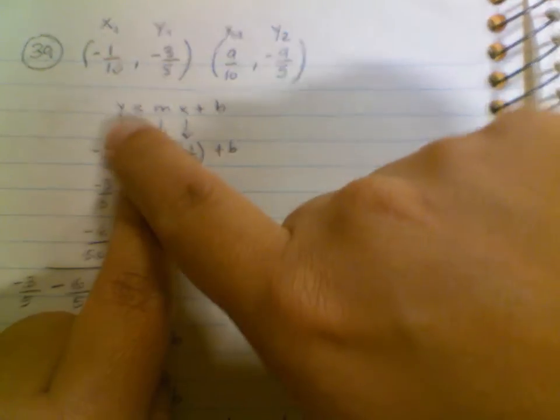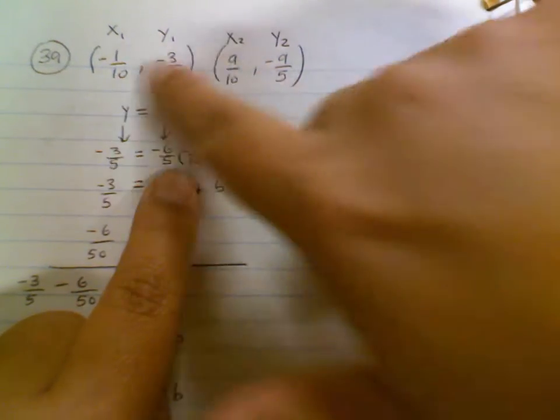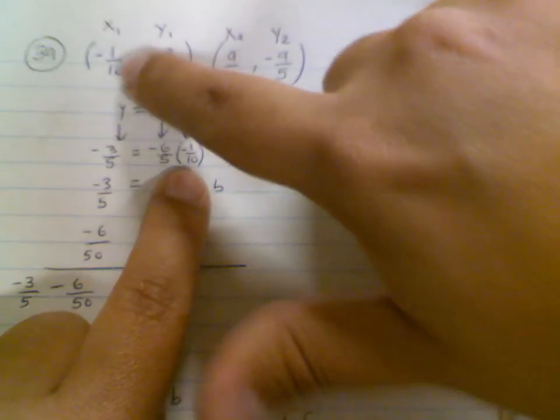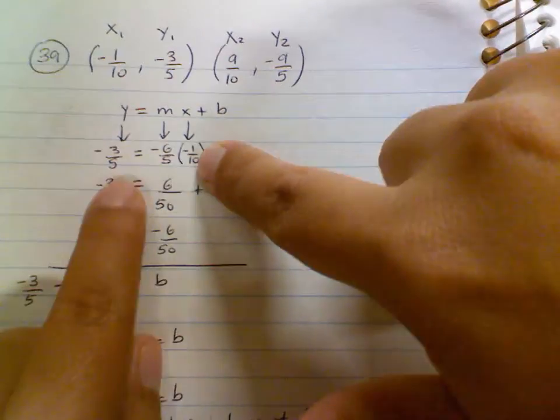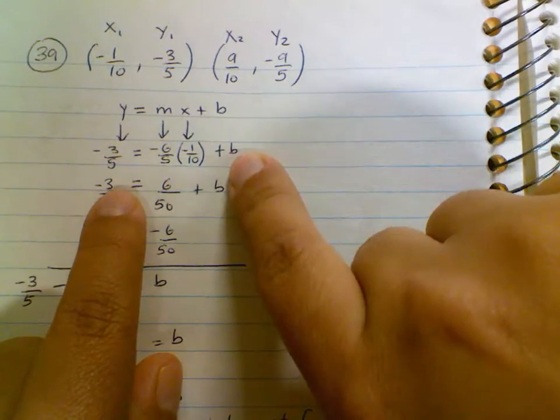I write the equation y equals mx plus b. The x, I can get it from either point as long as I get the y from the same point. Since I'm picking the first point, I'm going to put the x right here, and I'm going to put the y value right here. And then I'm just going to solve for b.